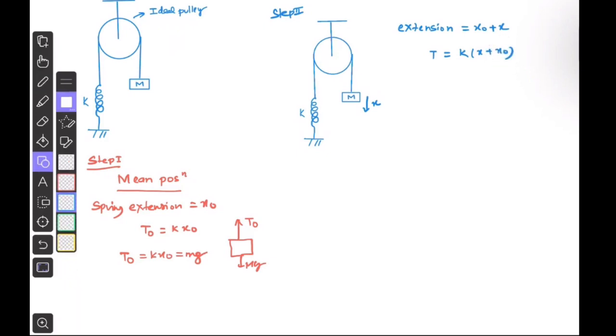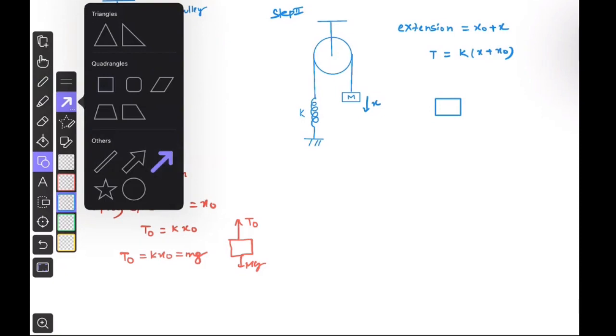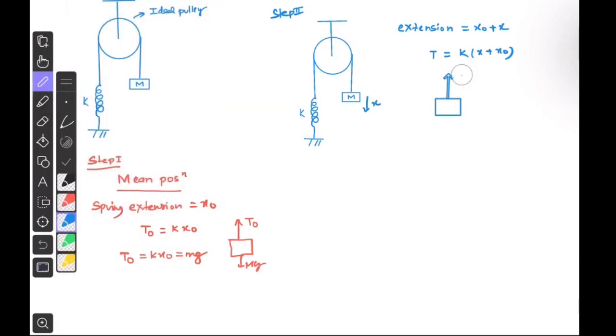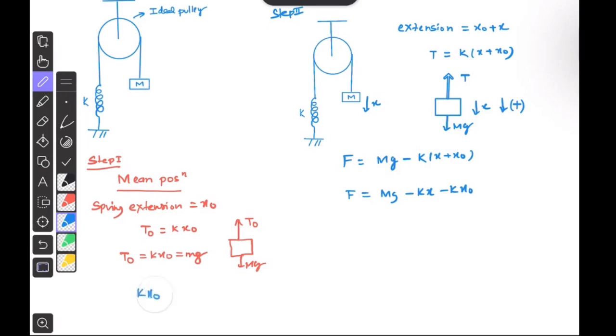Now again I will draw the free body diagram. Which way will the tension act now? Upward, and the other force mg remains the same. I have given the displacement down, so I'll consider down as positive as the sign convention to write the net force. So the net force acting on our block will be mg minus T, which is k(x plus x0). So F equals mg minus kx minus kx0. From equation number 1, kx0 equals mg.